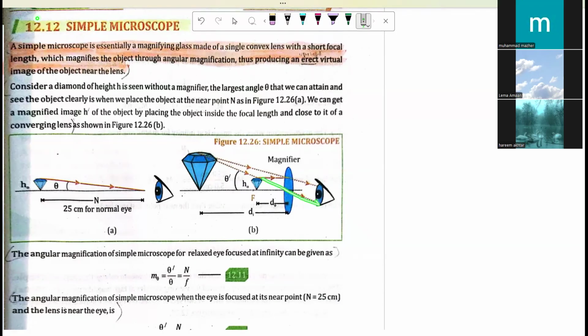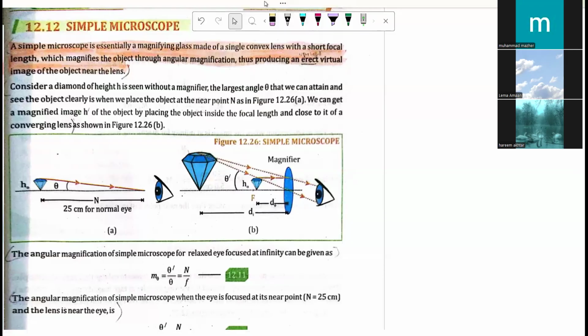passing through the center goes undeflected, and parallel to principal axis passes through the focus point, and we trace back and the image formed will be like this. This is the object, this is the image. So this angle versus this angle is the magnifying power of the simple microscope.